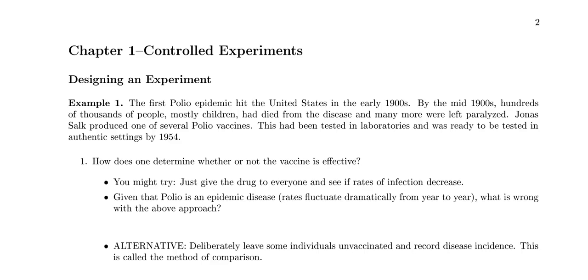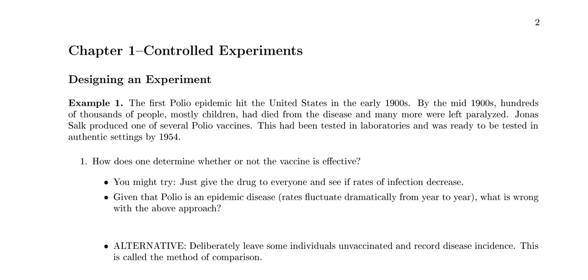For example 1, the first polio epidemic hit the United States in the early 1900s. By the mid-1900s, hundreds of thousands of people, mostly children, had died from the disease and many more were left paralyzed. Jonas Salk produced one of several polio vaccines, and they were ready to test it by 1954. So the main question is, how does one determine whether or not the vaccine is effective?